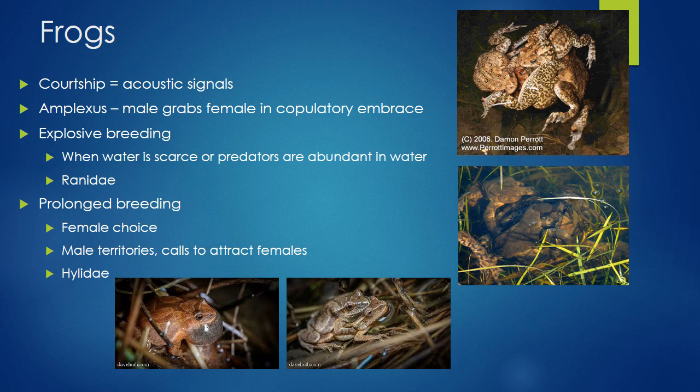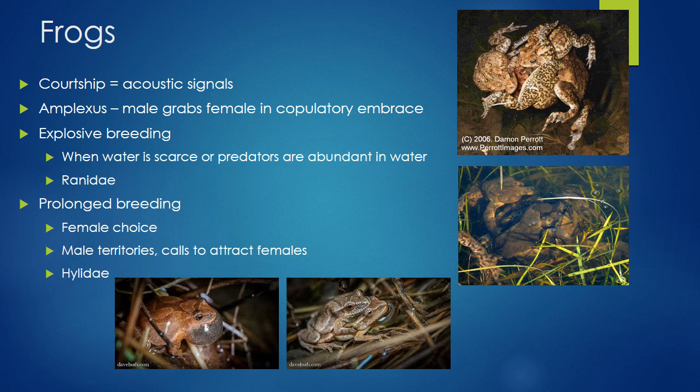Frogs, for their courtship, use more acoustic signals, and that's why we're learning all those calls of the different frogs. When frogs come together to breed, the behavior is called amplexus, where the male grabs the female in a copulatory embrace. Again, there can be explosive breeding or prolonged breeding in frogs. Explosive breeding usually happens when the water is scarce or when the water is filled with predators that could prey on the frogs. In the family Ranidae, we see more explosive breeding.